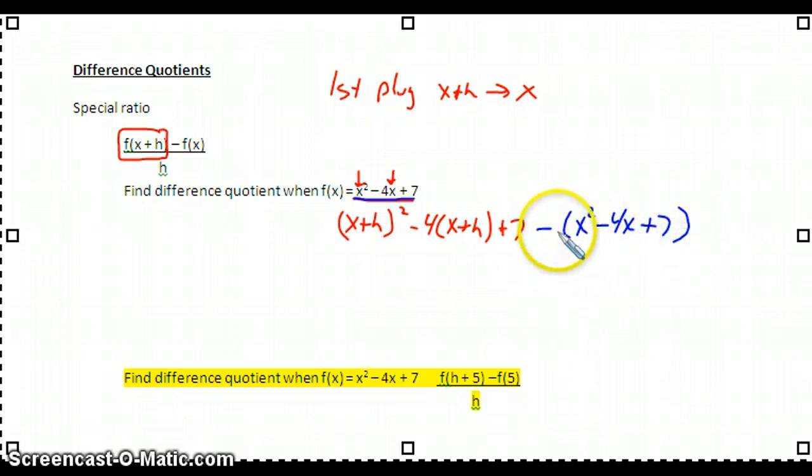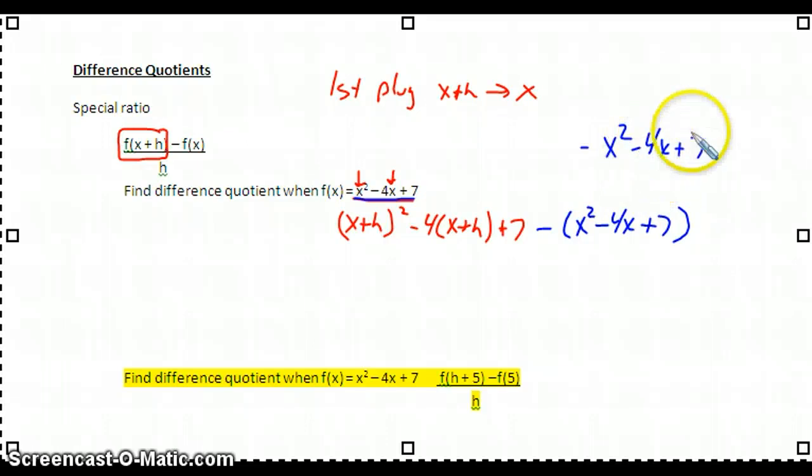Make sure you put this subtraction in parentheses, so you're going to have to use a distributive property and not just write it like this. Because if you write it like this, you will forget to use the distributive property, and these will have the wrong sign values associated with them. And then finally, so we've done that part, finally you just divide by h then.